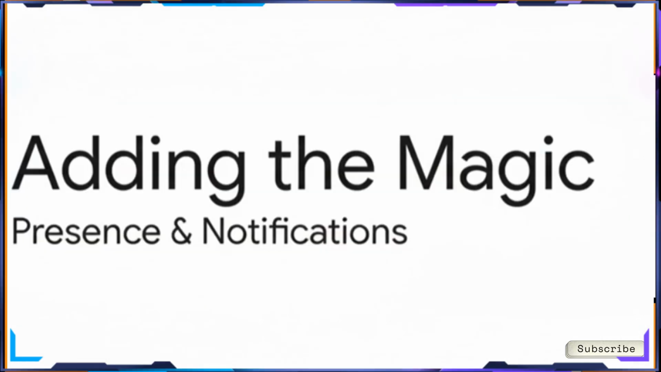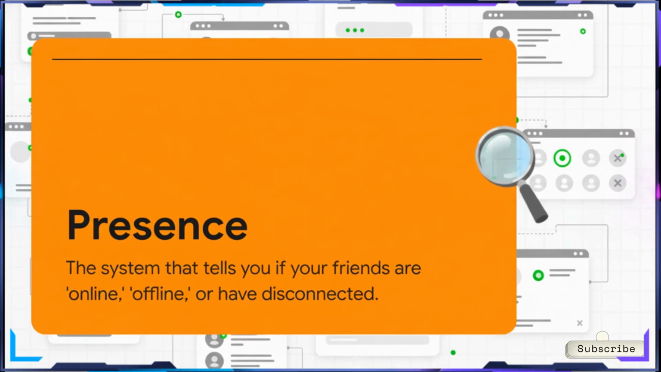Okay, look at us. Our app is stable, it's scalable, it's a real robust system. Now it's time to add those little bits of magic, the features that make a chat app feel alive and useful, even when you're not actively using it. First up is presence. You know what I'm talking about. That little green dot next to your friend's name. It seems so simple, right?